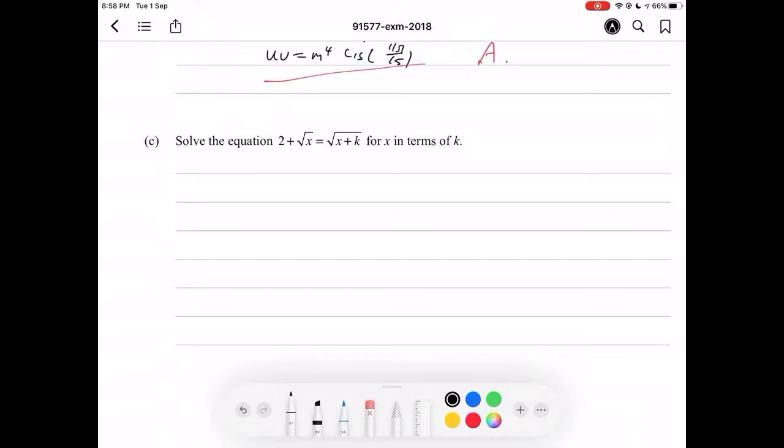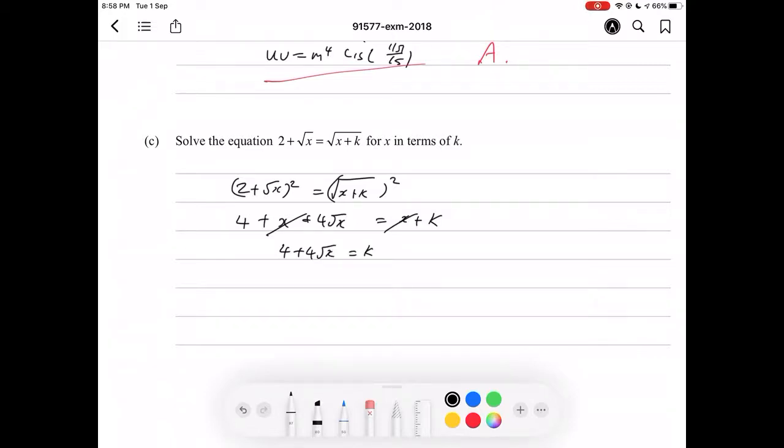So 2 plus square root of x, all squared, equals square root of x plus k, all squared. We'll get 2 times 2, which is 4, plus square root of x times square root of x, which is x, plus 2 times square root of x, but you need to do it twice, so plus 4 root x, and that equals x plus k. Notice that the x on the left hand side and the right hand side will cancel each other out. So we'll get 4 plus 4 root x equals k.